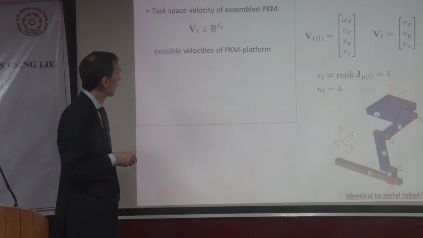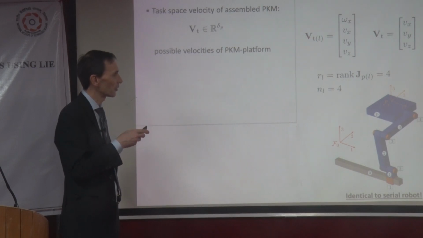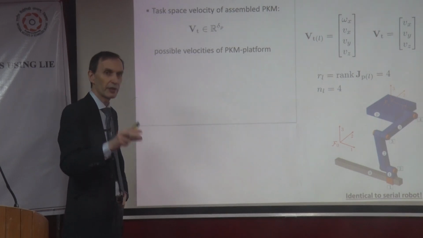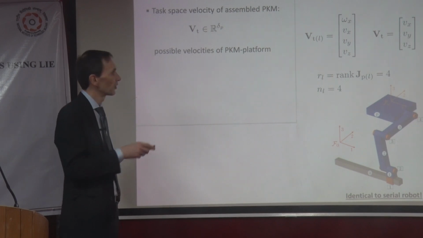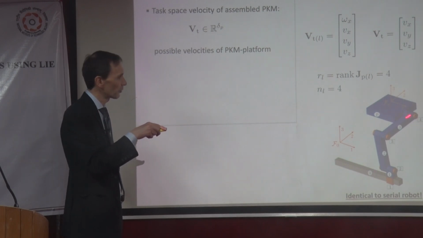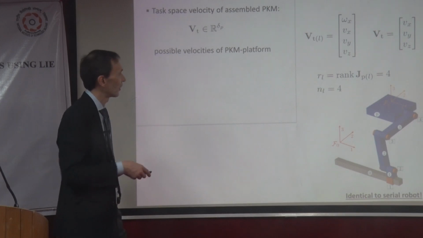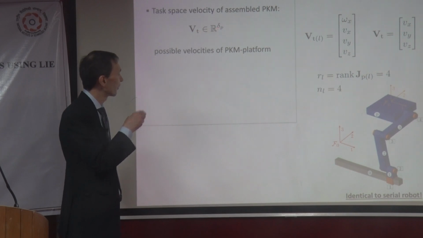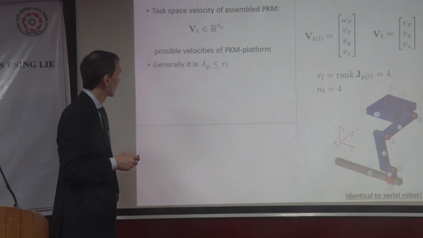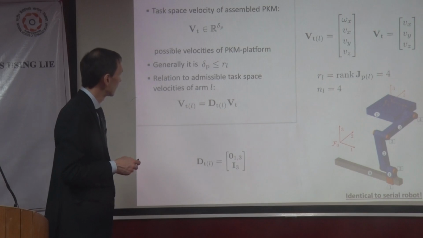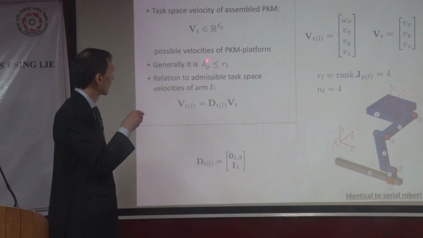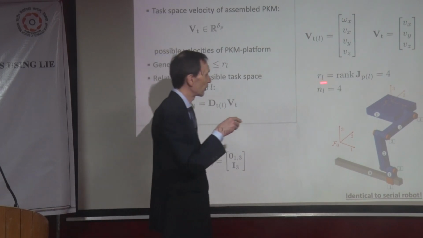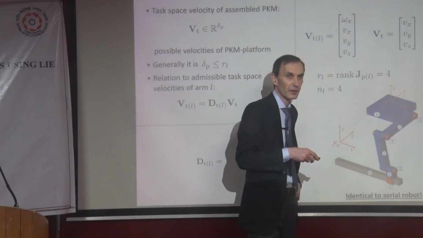Okay, and we give them the name VT, and you see we just omitted the L because now it's the one that is specific for this particular PKM. In our case, our PKM, this one here, can only perform translations. And of course it has the same size as we have degrees of freedom of the platform. Generally, the degree of freedom of the platform is less than the maximum rank of our Jacobian here.